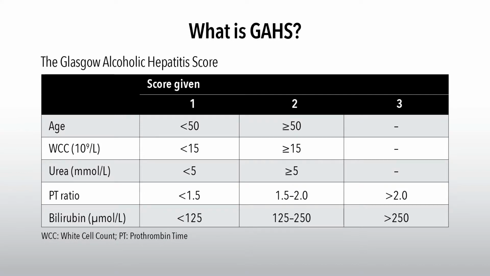What about this Glasgow score? Let's go into a little bit more detail. The Glasgow alcoholic hepatitis score gives 1, 2, and 3 points, depending on age, white count, urea, blood urea nitrogen, PT ratio, and bilirubin. This has not been validated outside of Great Britain, but it looks to be a useful score and one that you could have in your armamentarium for assessing your patients and outcomes.